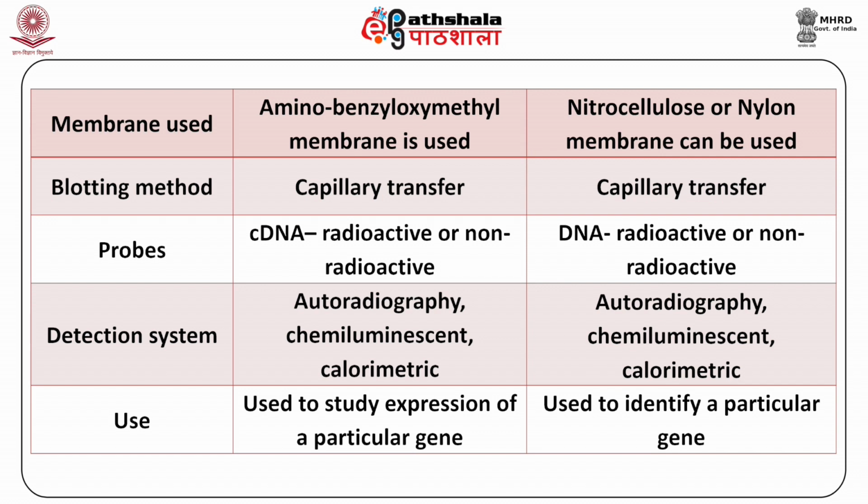On the basis of probes, in Northern blotting, cDNA can be radioactive or non-radioactive, while in Southern blotting, DNA can be radioactive or non-radioactive. On the basis of detection systems, in Northern blotting, autoradiography, chemiluminescent and colorimetric techniques are used, while in Southern blotting, autoradiography, chemiluminescent and colorimetric techniques are also used. In terms of use, Northern blotting is used to study expression of a particular gene, while Southern blotting is used to identify a particular gene.